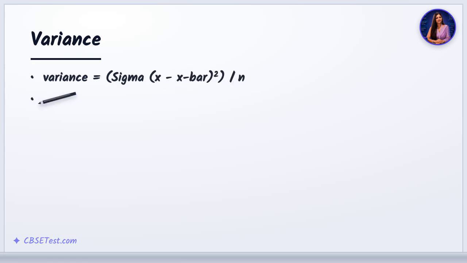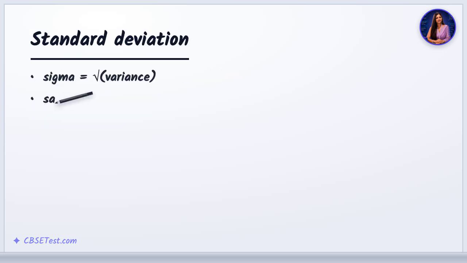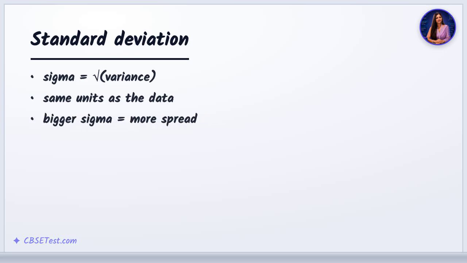Variance averages the squared deviations from the mean. Squaring removes negatives and emphasizes larger gaps. It is written sigma squared. The standard deviation is the square root of the variance, bringing us back to the original units. The larger it is, the more spread out the data.